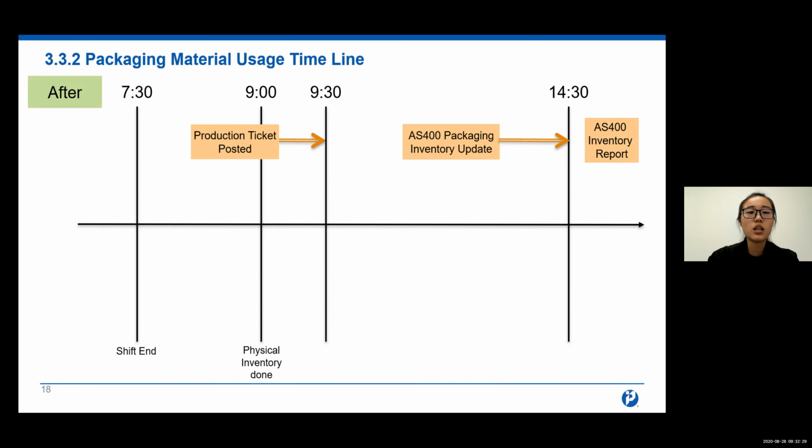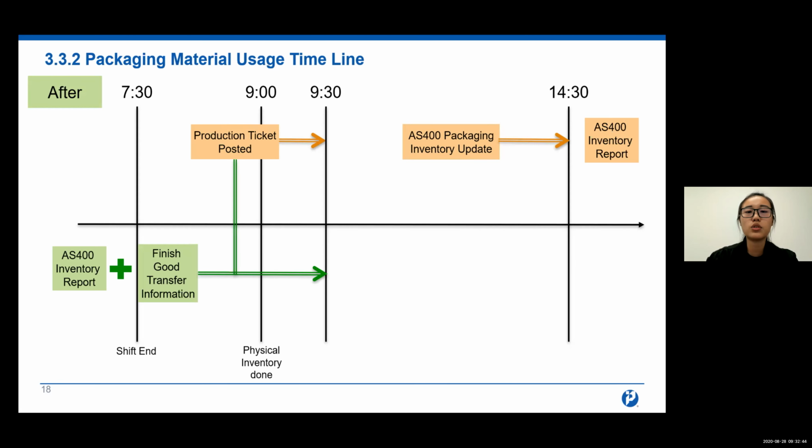After improvement, I use the day before S400 inventory report plus finished good transfer and production tickets. Calculate to make package usage report at 9:30 a.m. Then we can compare with physical inventory and make appropriate adjustment.